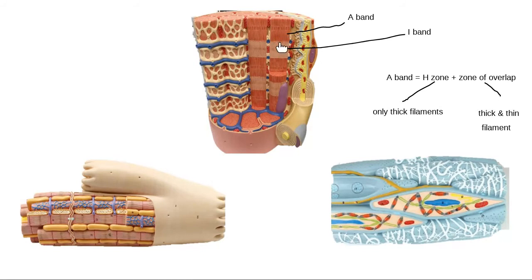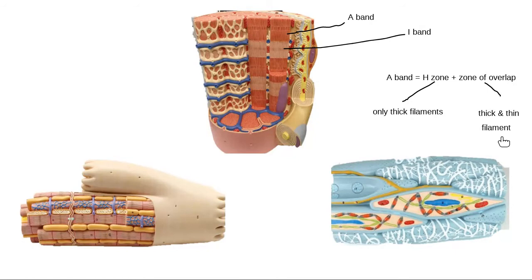And then we got the I band, the light space. All of the dark space, A band, then the light space, I band. H zone in the very middle, this darkness I see here. Then places where the thick and the thin filament overlap with each other.